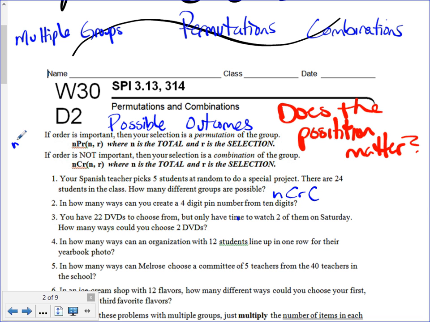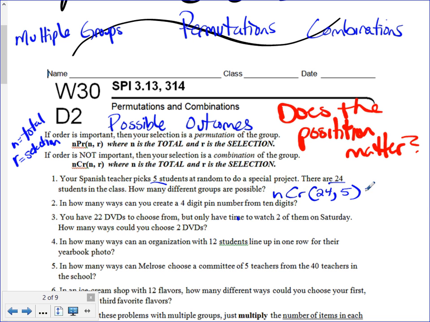N represents the total number in the group. R represents the number that you are selecting. N is the total, R is the selection. So in this case, the total number in the class is 24. Put 24 comma. How many people are in each group?